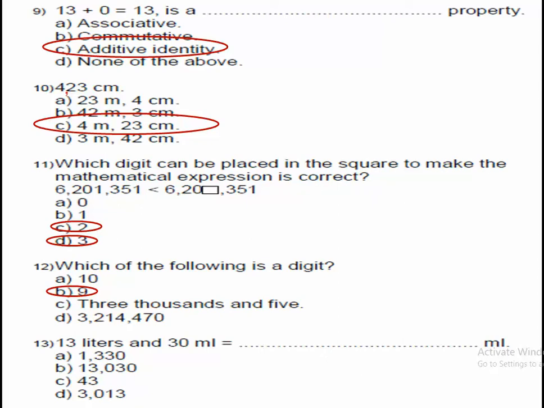13 liters and 30 milliliters. 13 liters means 13,000. Why? Because 1 liter equals 1000 milliliters. So 13 times 1000, it will be 13,000 milliliters plus 30 milliliters. It will be 13,030.